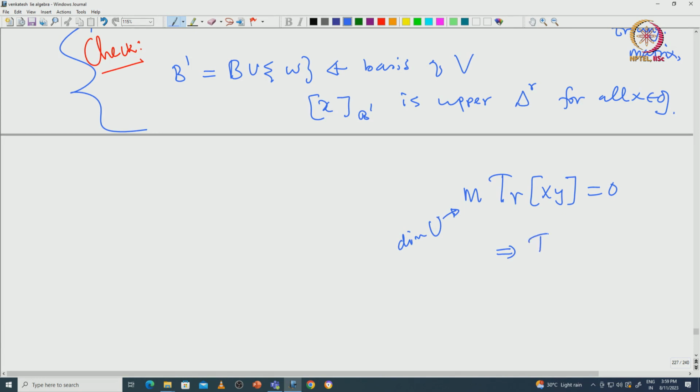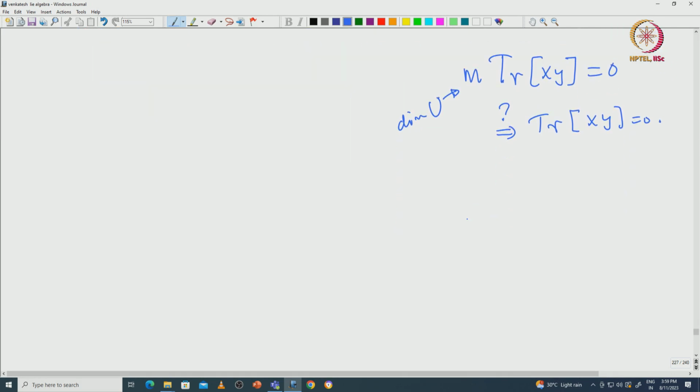So, from this we concluded that the trace of bracket x y is 0. Okay. So, if you work with a characteristic p field, then this conclusion is not true anymore. That is why Lie's theorem is not in general true. What I mean by Lie's theorem is that there exists a basis in which each element of your Lie algebra is represented as an upper triangular matrix.